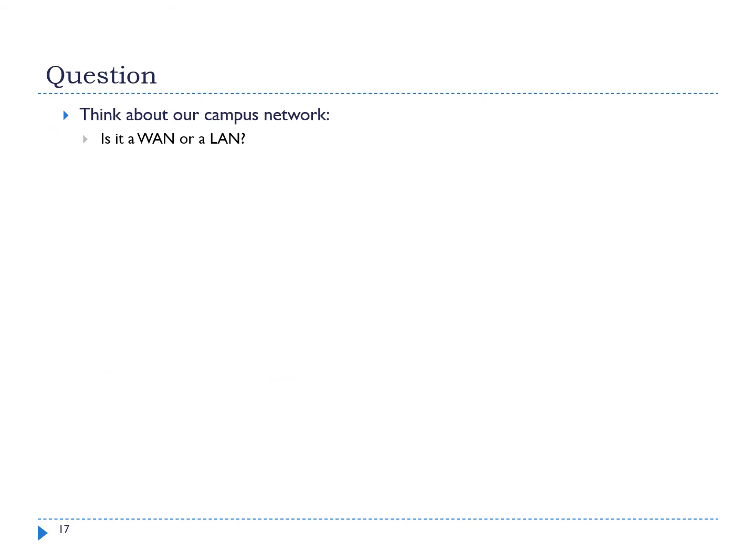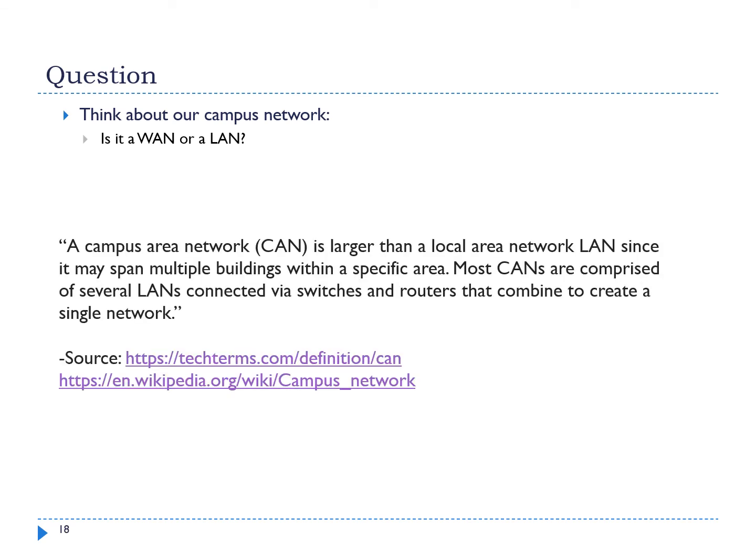Okay, let's think about this question: whether our campus network is a WAN or a LAN. Okay, this is a little bit tricky question. Actually, our campus network is smaller than a typical WAN, but larger than a typical LAN. Why is that?